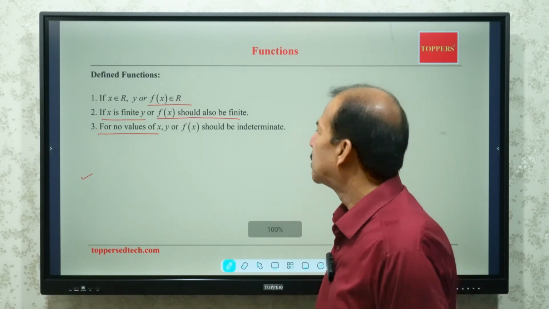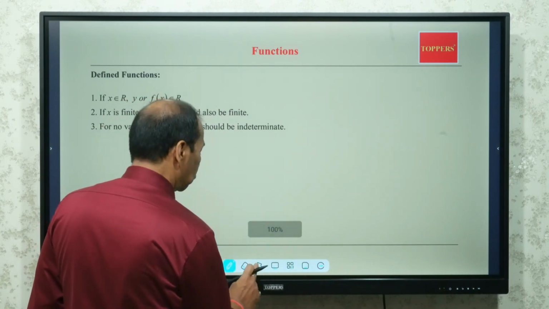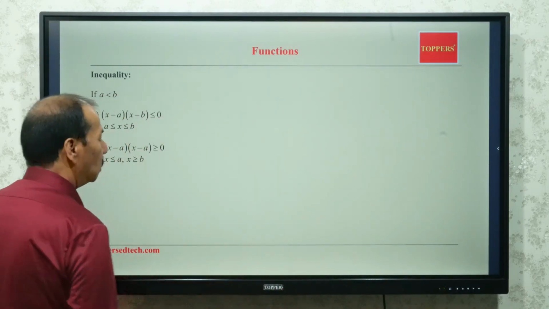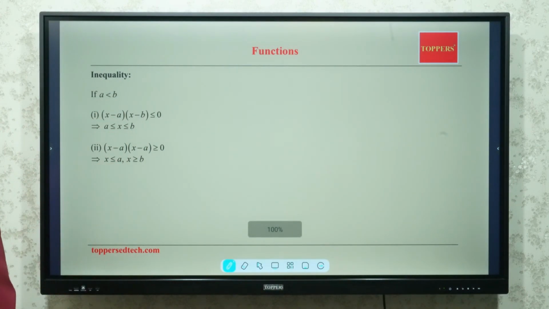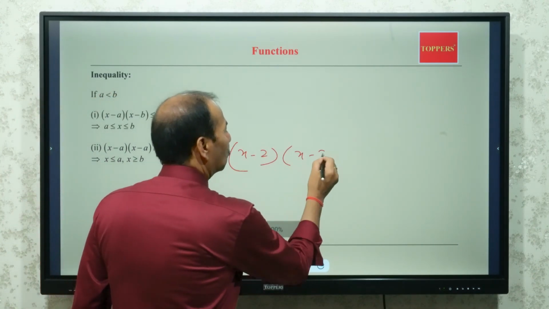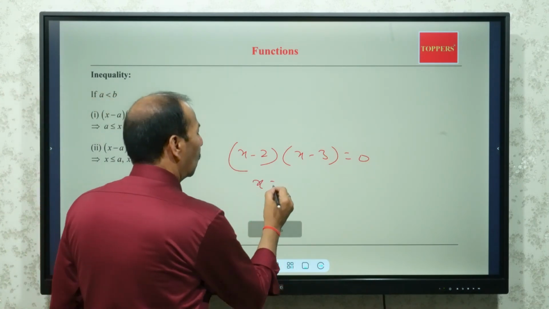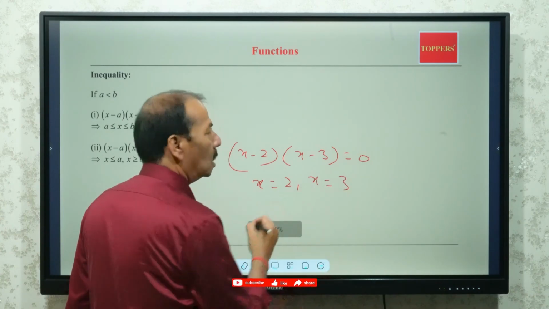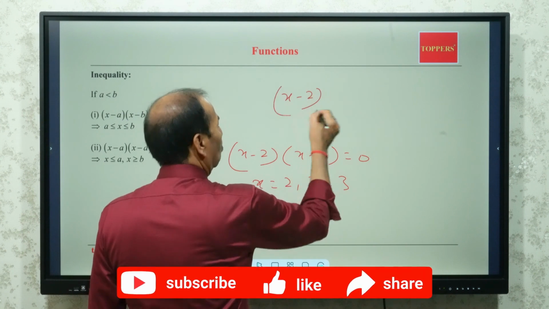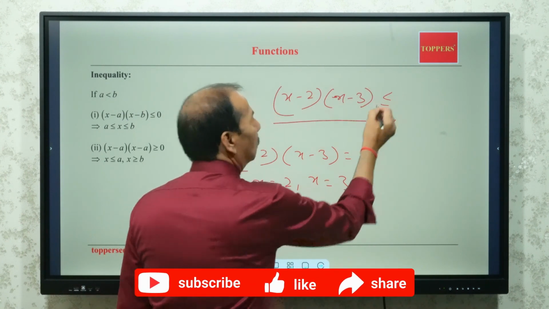So particularly, we don't have any single method. The third thing that you will need in calculating the domain or range of a function is inequality. Sometimes you will get, let us say, (x minus 2)(x minus 3) equal to 0. This is an equality. If you simplify this, your answer will be x equal to 2 and x equal to 3. But if it is in inequality form, let us say (x minus 2)(x minus 3) less than or equal to 0, then how do we simplify this?